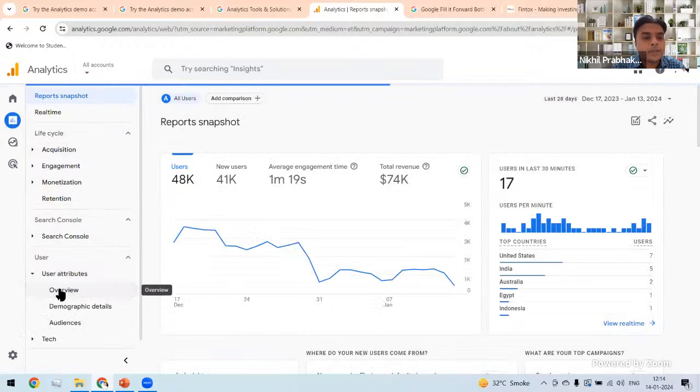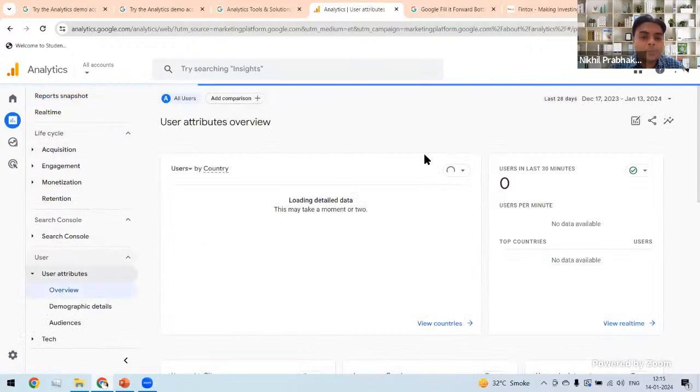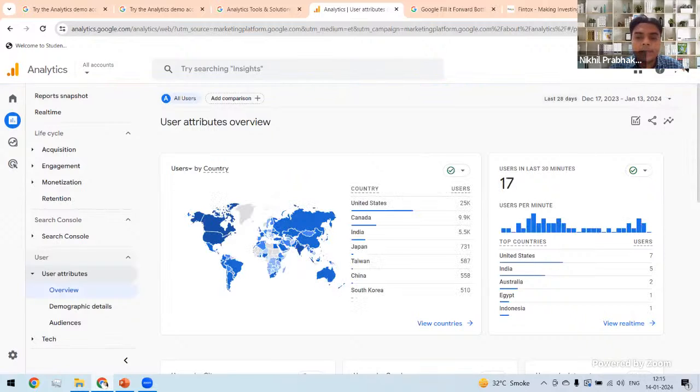So let me show you this part first. What are the types of people which are visiting? Okay, so let's load up the data now. So mostly people from US and Canada. Interesting is India as well. People are going to Google Merchandise Store.